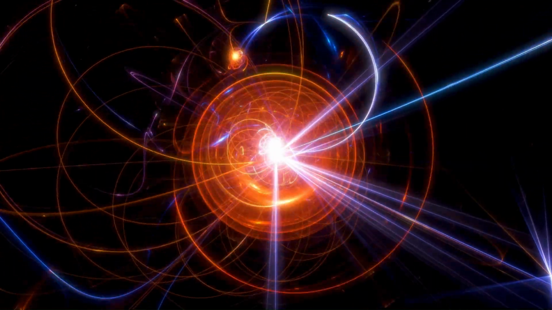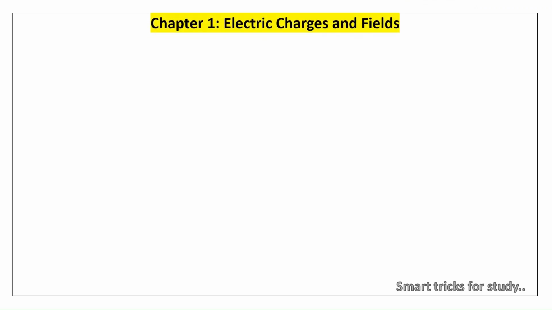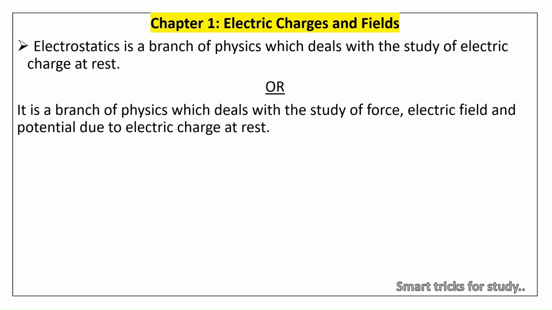Let's start one by one. Chapter 1, Electric Charges and Fields. Electrostatics is a branch of physics which deals with the study of electric charge at rest. Or, it is a branch of physics which deals with the study of force, electric field and potential due to electric charge at rest. What is an electric charge?